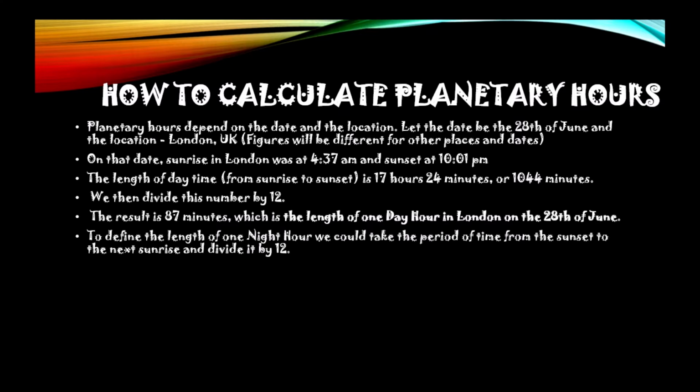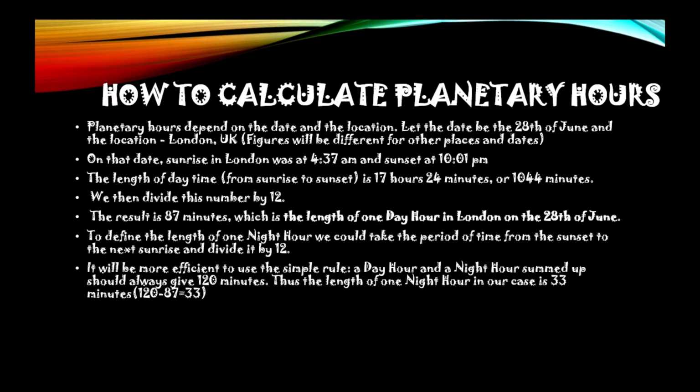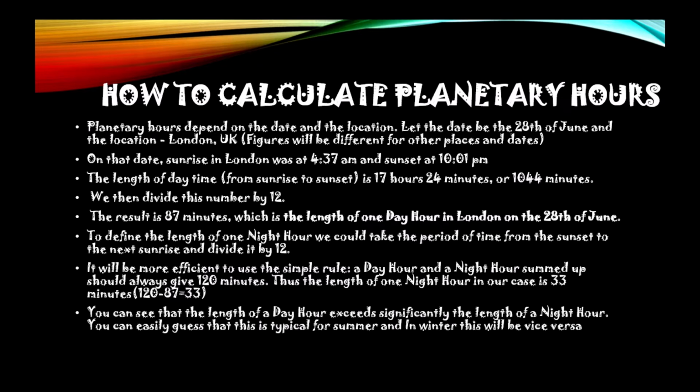To define the length of one night hour, we could take the period of time from the sunset to the next sunrise and divide it by 12. It would be more efficient to use the simple rule: a day hour and a night hour summed up should always give 120 minutes. Thus the length of one night hour in our case is 33 minutes. So that's 120 take away 87 equals 33. You can see that the length of a day hour exceeds significantly the length of a night hour. You can easily guess that this is typical for summer, and in winter this will be vice versa.